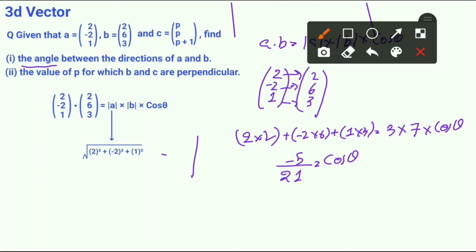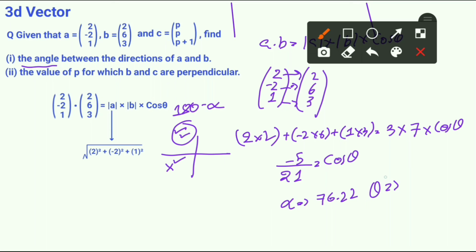Now right here it says find the angle between the direction a and b, and we know that this is negative, so the two possible values would be here and here. But since I've already talked about this, the angle must not exceed 180 degrees, so it's not going to be this, it's going to be this. So 180 minus the base angle. First of all we find the base angle: cos inverse of 5 upon 21 is 76.22. Then 180 minus this is 104 if I round it up. So this is the answer for part 1.